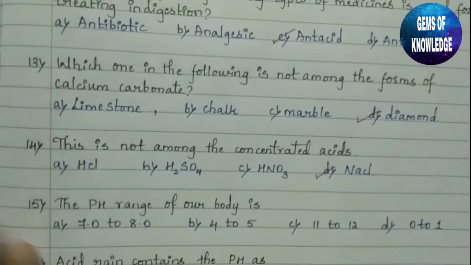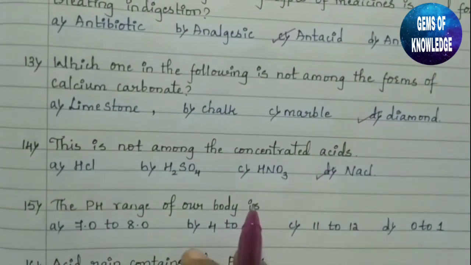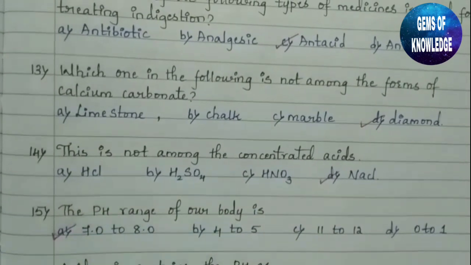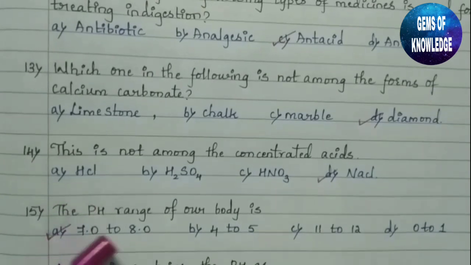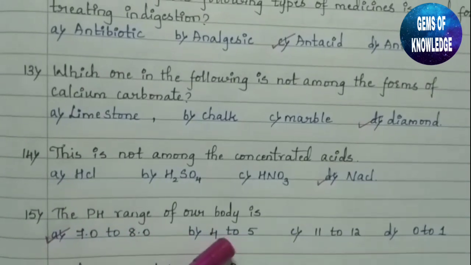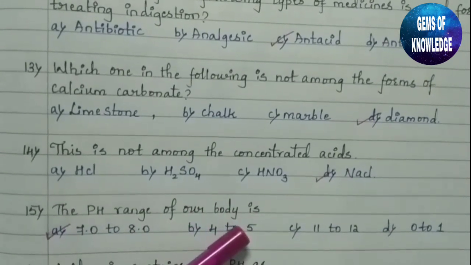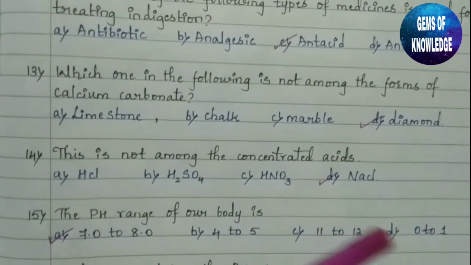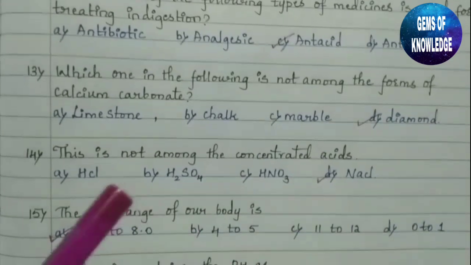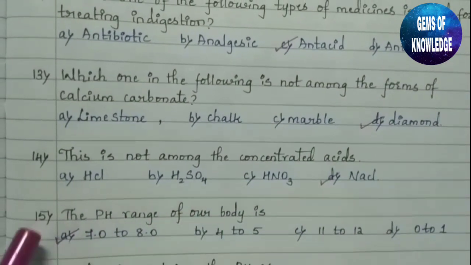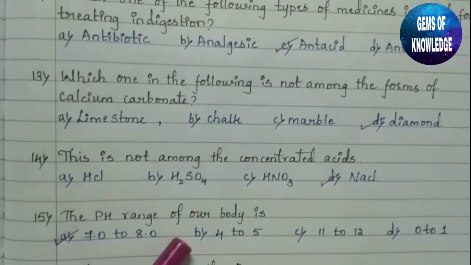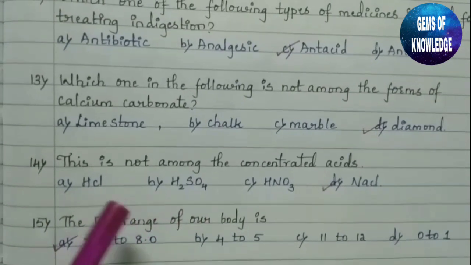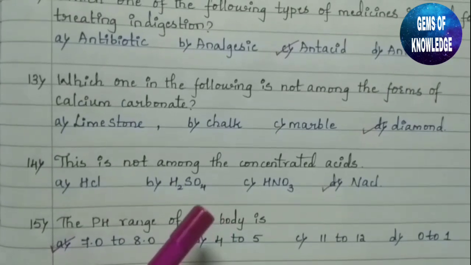Okay. Next, the pH range of our body is. So what is the pH range of our body? It is nearer to neutral, that is 7 to 8. So 4 to 5 is nearer to acid, 0 to 1 is also nearer to acid, and 11 to 12 is more basic. So what is the pH range of our body? It is nearer to the neutral solution. 6 to 7 or 7 to 8 can be noted as the pH range of our body.